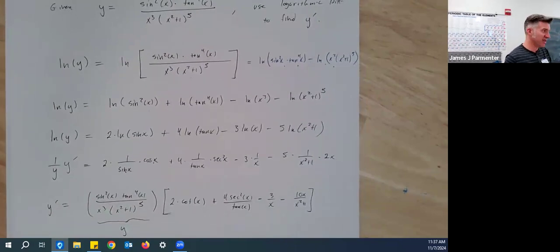It's probably better than doing it the other way. I will point out, if you did it the other way, your answer would look quite different, because your answer would just be one fraction. It'd be really gross fractions, but just one fraction. Whereas this, you'd have to do some manipulation to get them to look like the same answer, but they are the same answer.